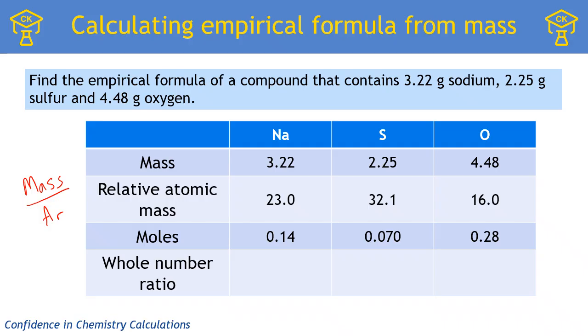That's not normal, we have whole numbers. To get to whole numbers, the easiest thing is to divide each number by the smallest number there is. In the same way that in maths, for example, if we wanted to get a ratio where x was 1, we would divide x by itself to get 1. So we're taking the smallest number, 0.07, and we're dividing everything by 0.07. And what we end up with is that sodium is 2, sulfur is 1, and oxygen is 4.